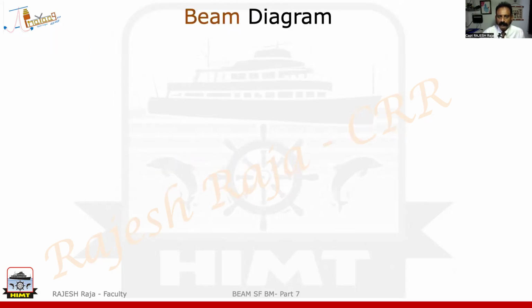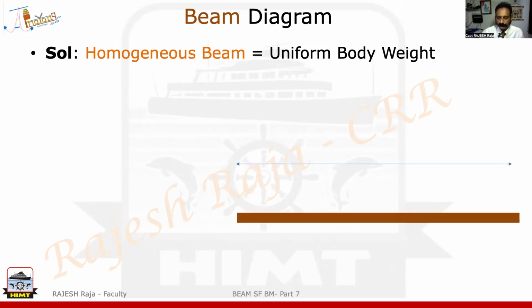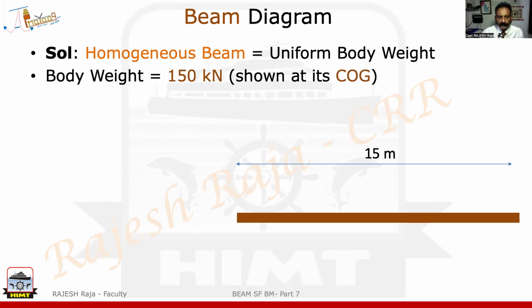So let us do the beam diagram first based on the question. Nothing different, whatever is given in the question. It's a UDL, so a uniformly distributed load is there. Total weight is 150 kilonewtons. So I'm going to show it at the COG. Why? Because before I start any question, I need to do the reactions. So for reactions, please always give the total body weight at the center of gravity. That is how you do it.